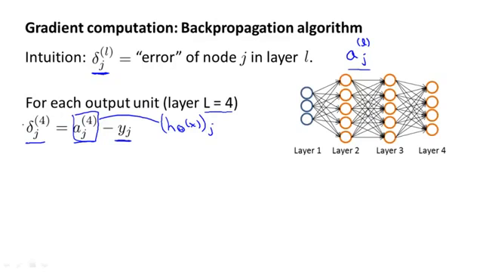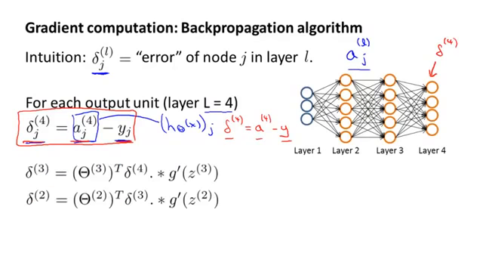By the way, if you think of delta, a, and y as vectors, then you can come up with a vectorized implementation of this, which is just delta 4 gets set as a4 minus y, where each of these, delta 4, a4, and y, is a vector whose dimension is equal to the number of output units in our network. So we've now computed the error terms delta 4 for our network. What we do next is compute the delta terms for the earlier layers in our network.